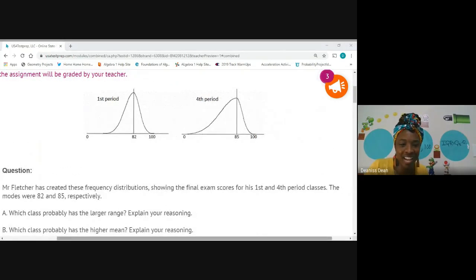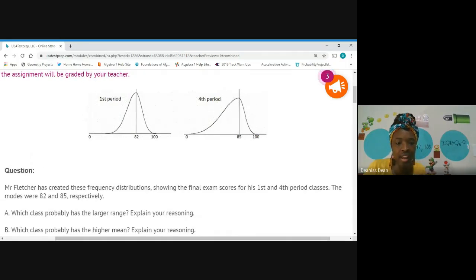Here's our data display. All right, so it says he created 2 frequency distributions showing the final exam scores for his first and 4th period class. All right, the modes of the class were 82 and 85. So remember, mode is the number that shows up the most, all right? So basically in his first period, it's saying most students scored an 85, and then in his fourth period, a number of students scored 85, right? And this is his range. These are the ranges of scores, all right? So from here to here will be this first period class, and then fourth period will be from here to here.